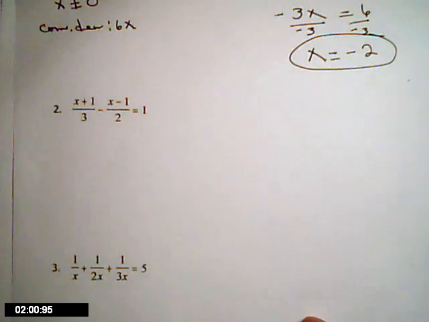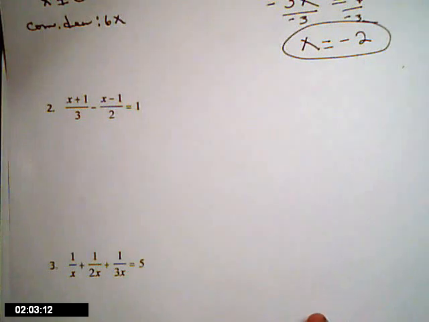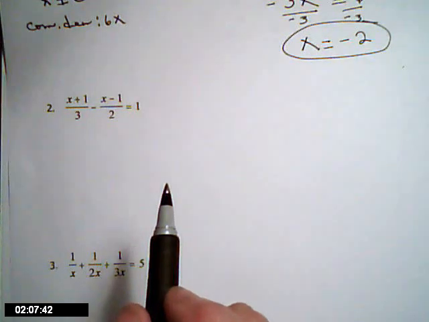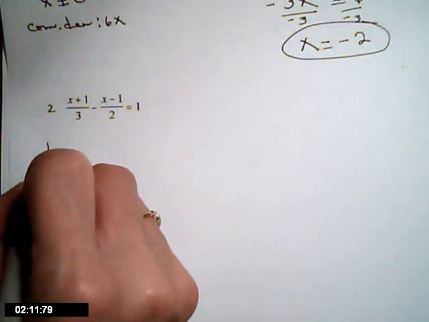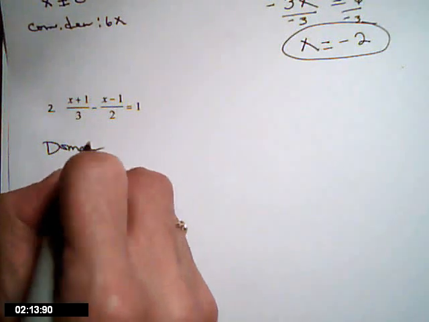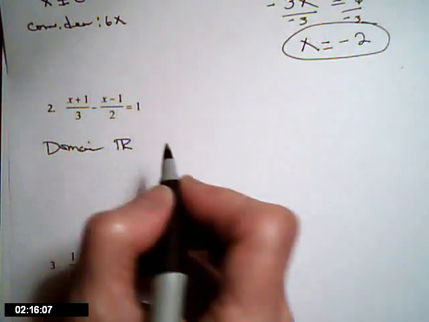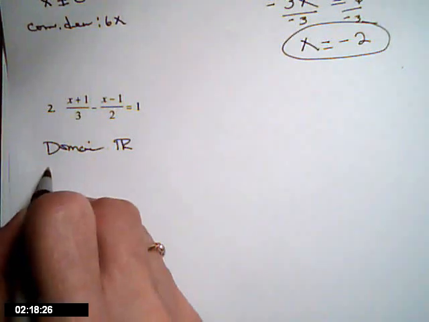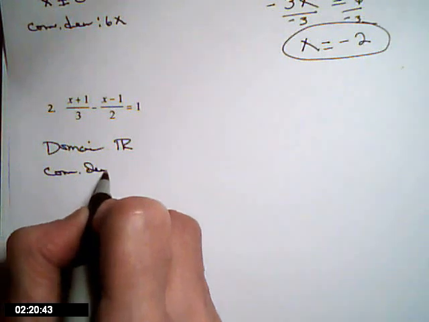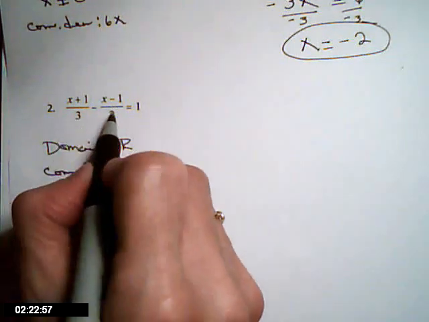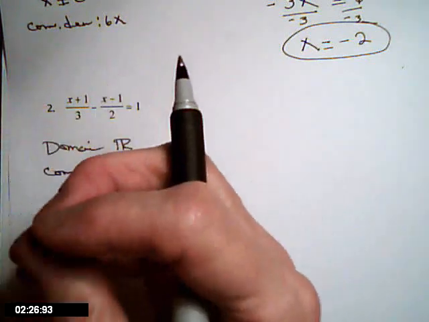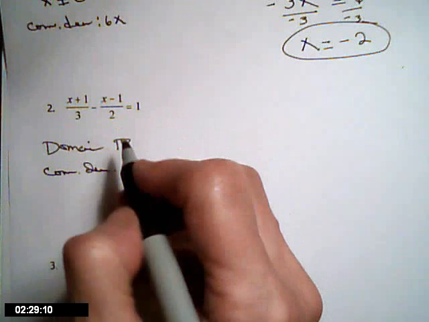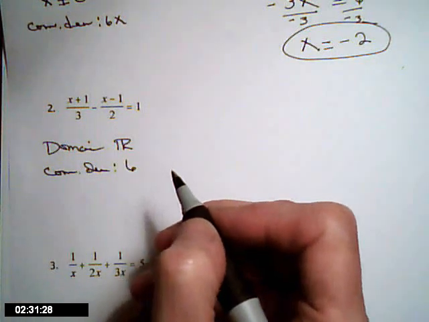has two fractions, and neither of them have a denominator with x in it. Neither of them has a radical in it. So my domain for this problem is all real numbers. Remember, any number. If I'm looking for my least common denominator, I take my denominators 3 and 2, and what number would 3 and 2 both divide into? And it could be 6.